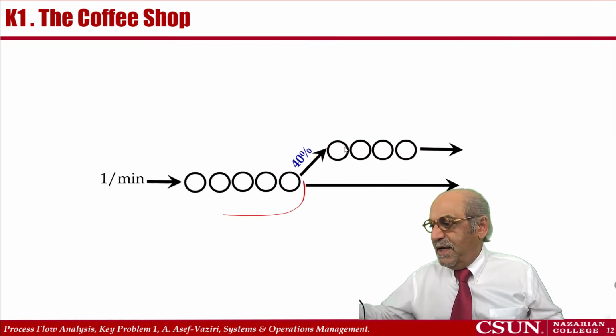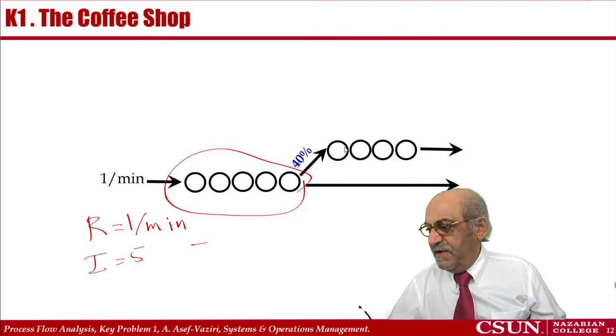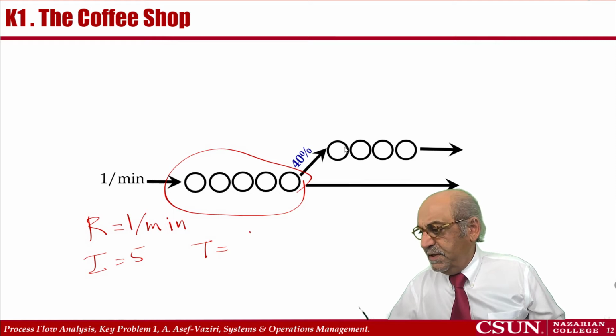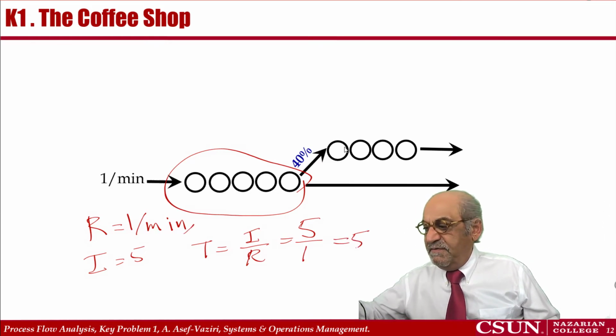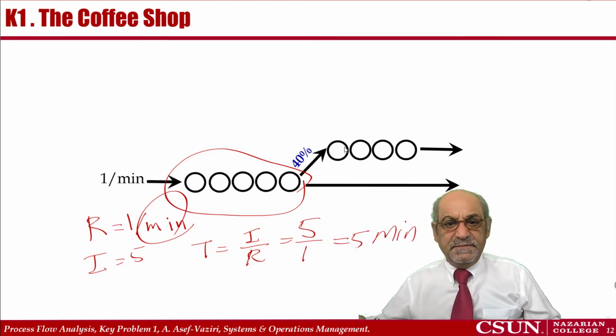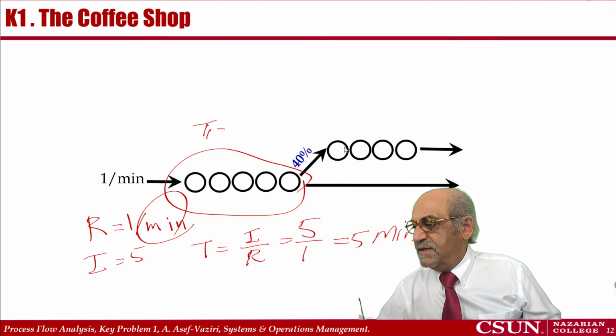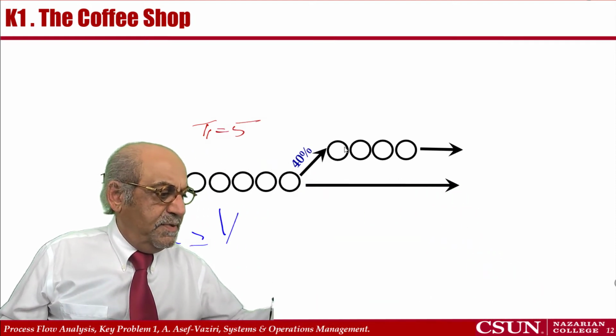So here is the line for everyone. Throughput is equal to 1 per minute. Inventory is equal to 5. Flow time is equal to inventory divided by throughput, and that is 5 divided by 1, which is equal to 5. 5 what? 5 minutes, because throughput was in terms of minutes. T1 is equal to 5. Throughput is equal to 1 per minute.